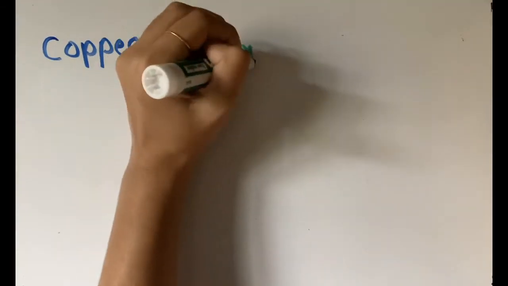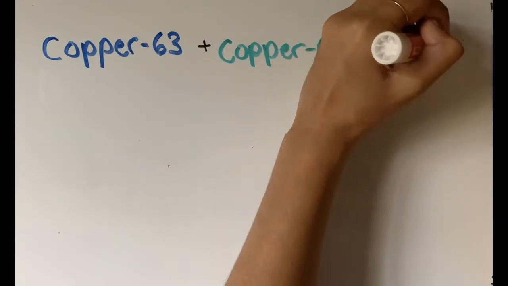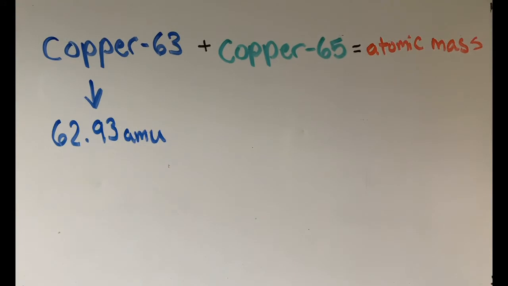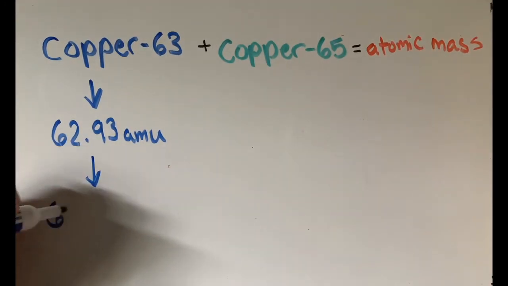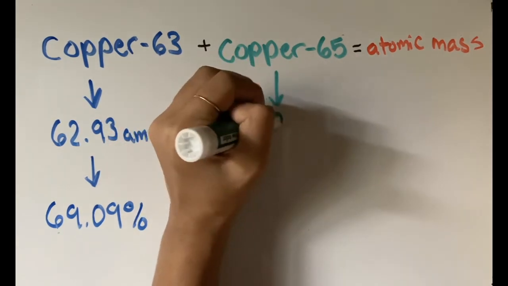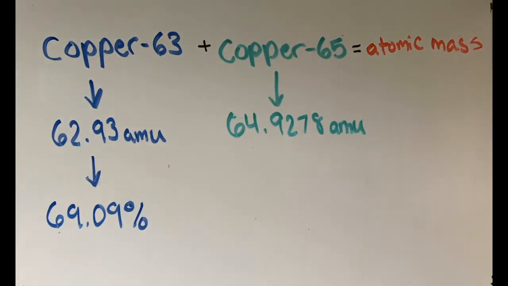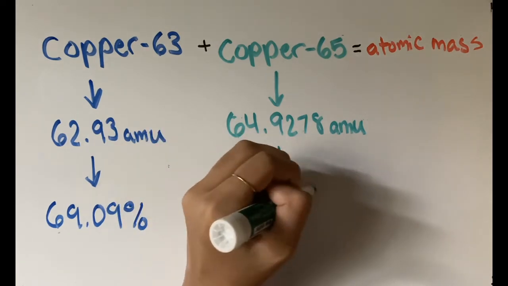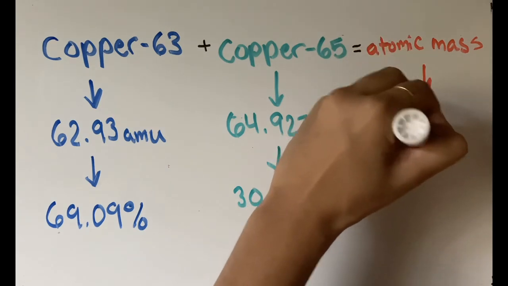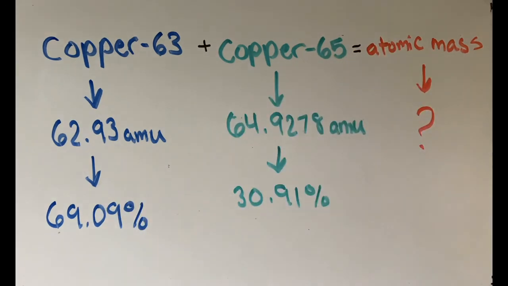Before we end today's video, you should try one example on your own. Copper has two isotopes, copper-63 and copper-65. Copper-63 weighs 62.93 AMU and has an abundance of 69.09%. Copper-65 weighs 64.9278 AMU and has an abundance of 30.91%. Using the method we just used on carbon, and without looking it up on the periodic table, what's the atomic mass of copper? Write your answers in the comments and I'll answer it in the next video.